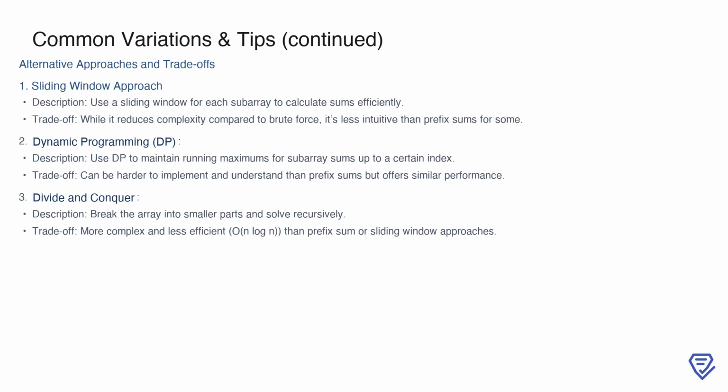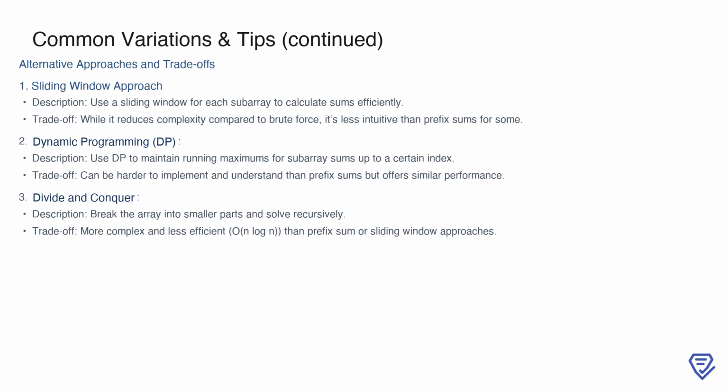There are alternative approaches to solving this problem, each with its own strengths and trade-offs. The sliding window approach can be used to calculate subarray sums efficiently, reducing complexity compared to brute force. However, it may be less intuitive than prefix sums for some. Dynamic programming is another option, where you maintain running maximums for subarray sums up to a certain index. While it offers similar performance to prefix sums, it can be harder to implement and understand.